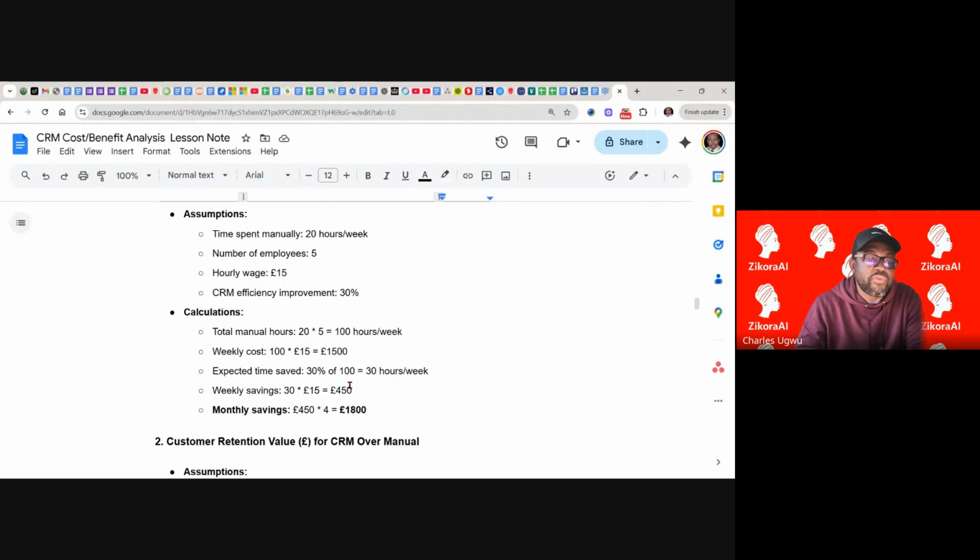So the expected time saved is equal to 30% of 100, which is this 100 hours, equal to 30 hours per week. So the weekly savings is 30% times 15, equal to 450.